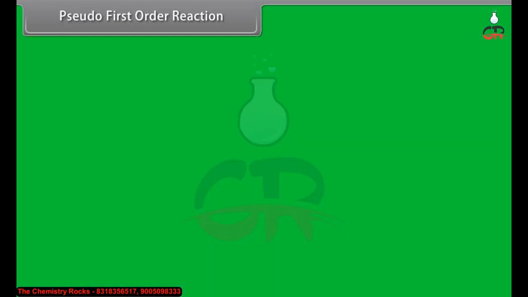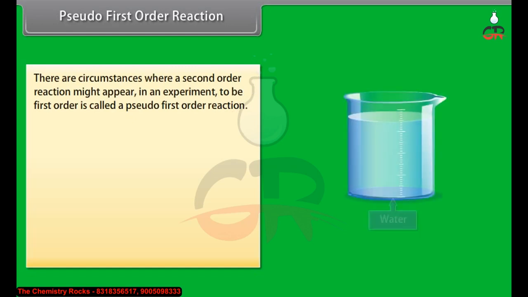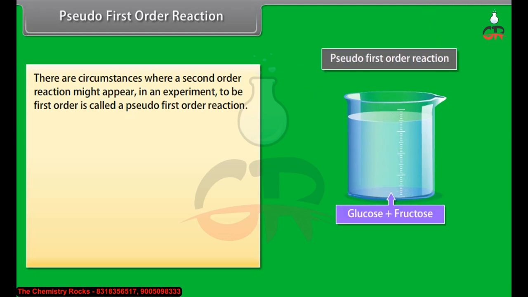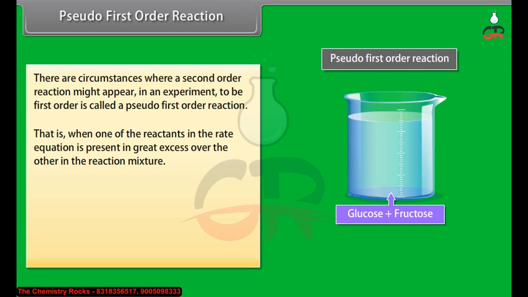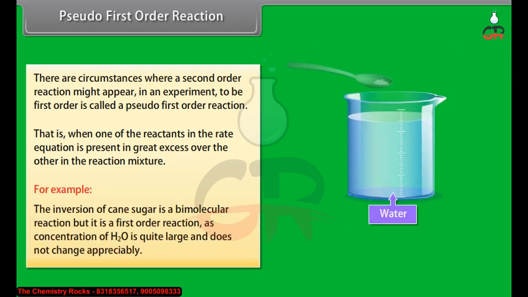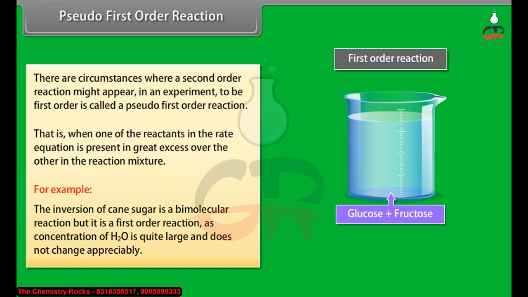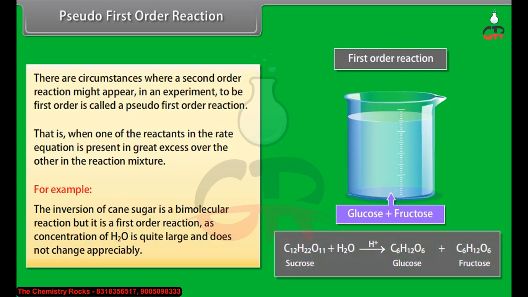Pseudo first-order reaction. There are circumstances where a second-order reaction might appear in an experiment to be first order. It is called a pseudo first order reaction. That is, when one of the reactants in the rate equation is present in great excess over the other in the reaction mixture. For example, the inversion of cane sugar is a bimolecular reaction, but it is a first order reaction as concentration of H2O is quite large and does not change appreciably.